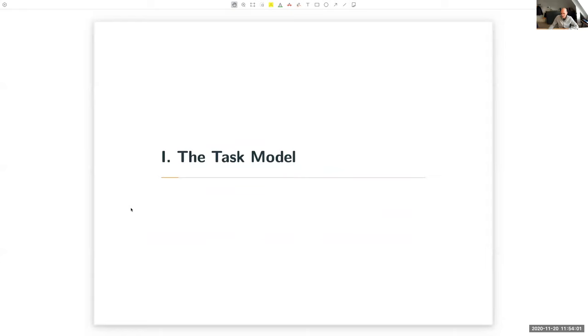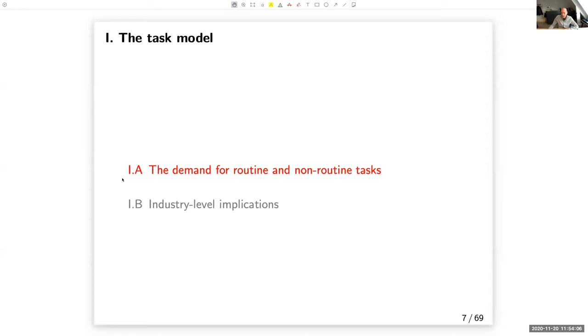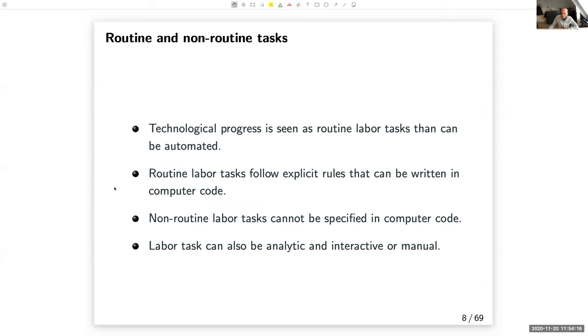Okay, so the task model consists of two parts. First of all, focusing on the baseline demand for routine and non-routine tasks, and then introducing also an industry dimension. Routine and non-routine tasks should be thought of as routine from a technology perspective. So routine tasks can be automated and codified, whereas non-routine tasks cannot be specified in computer code. So we're going to have that distinction between routine and non-routine tasks. And for each of those two dimensions, the paper also has a dimension of analytic and interactive versus manual.